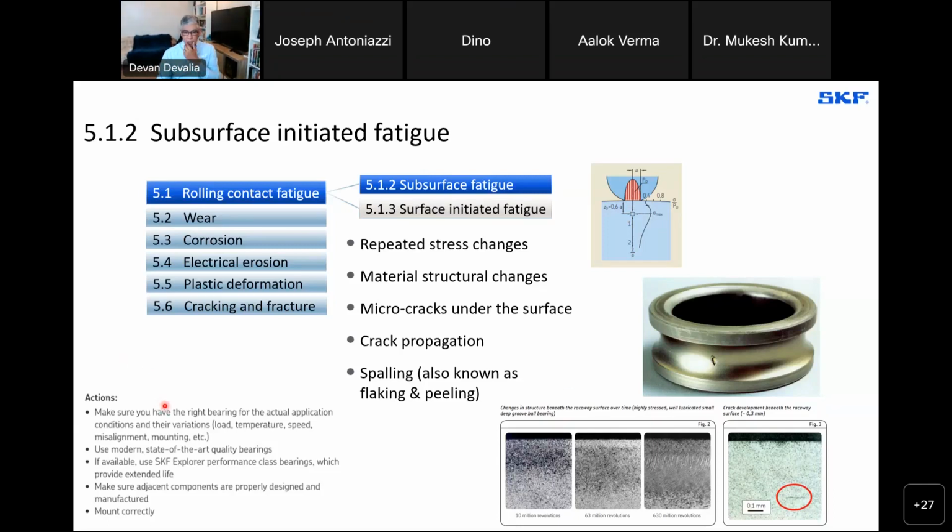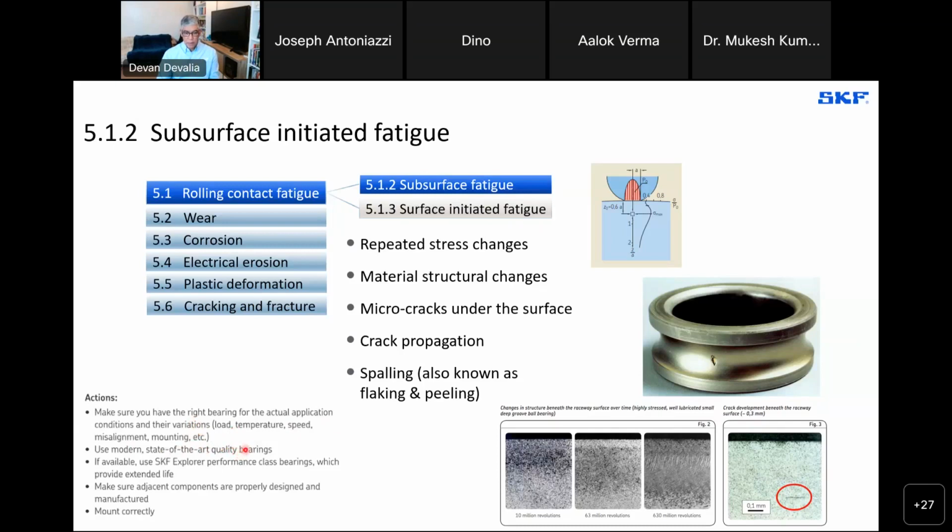And what else here now? Actions. So I have on each slide copied in the actions, and you'll see all these in that PDF that we've given you a link for. But how do we mitigate? How do we avoid this subsurface initiated fatigue? Well, first off, we want to make sure we have the right bearing, because we know it's related to load, speed, etc., misalignment, mounting, and so on and so forth. But getting the right bearing for the application and the conditions is key.